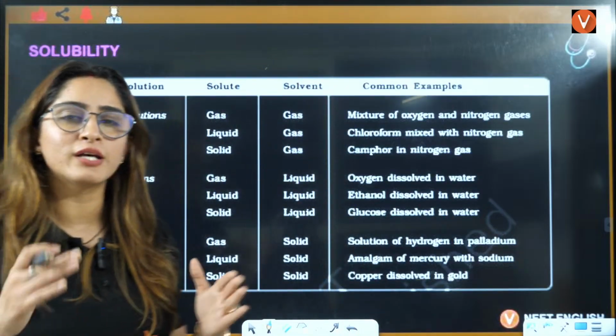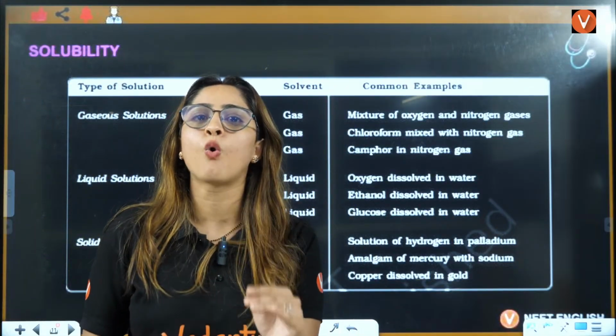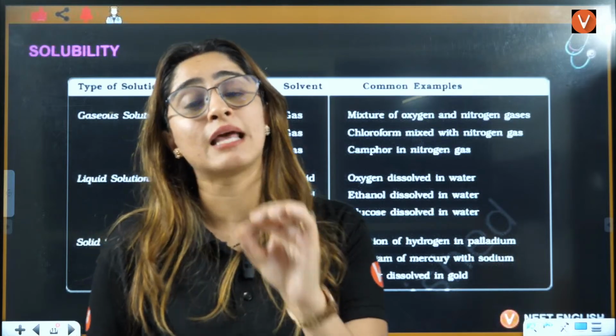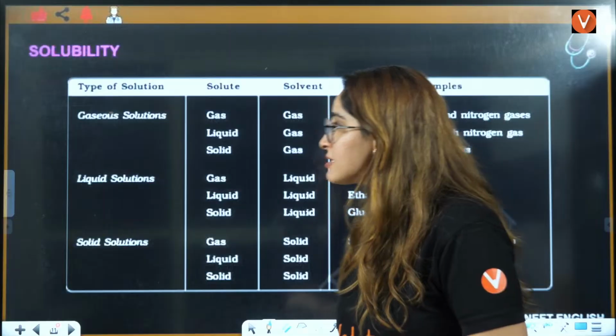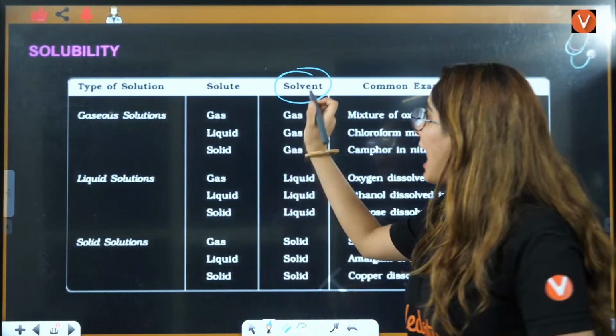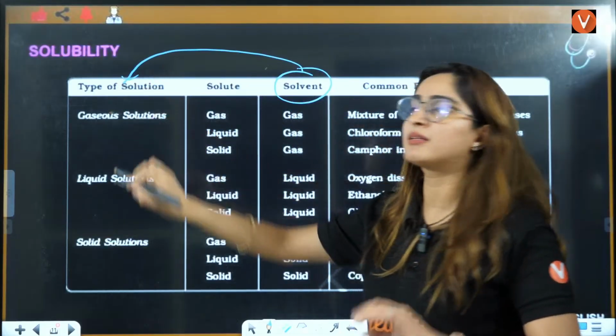Because right now they are asking questions from the ignored part of NCERT as well. So every single thing is important for you, right, students? So here we are fixing the solvent, right? And by the solvent, we are naming the solution.